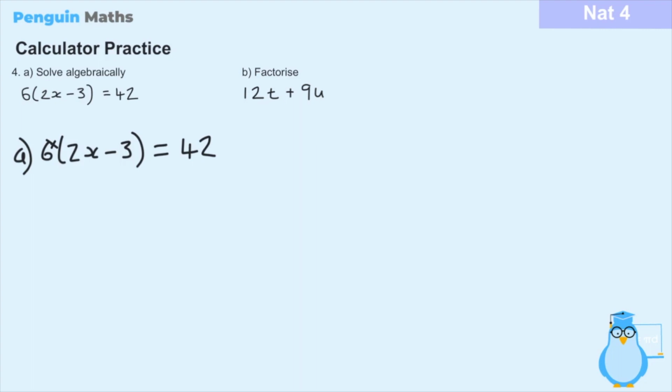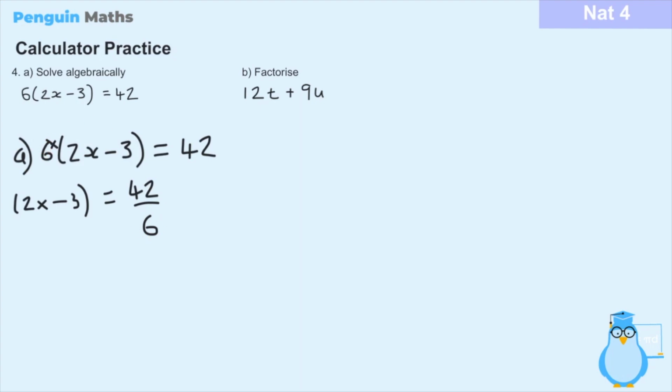When we have the 6 in that position, it's almost like saying 6 multiplying what's inside that bracket. So what I'm going to do is take this 6 over to the other side, and because it's multiplying on this side, when we move it over, it's going to be dividing by. So that means we're going to have 2x minus 3 is equal to 42 divided by 6. So all I did there is take the 6 over to the other side, and because it's multiplying on this side, it's going to divide when we take it over.